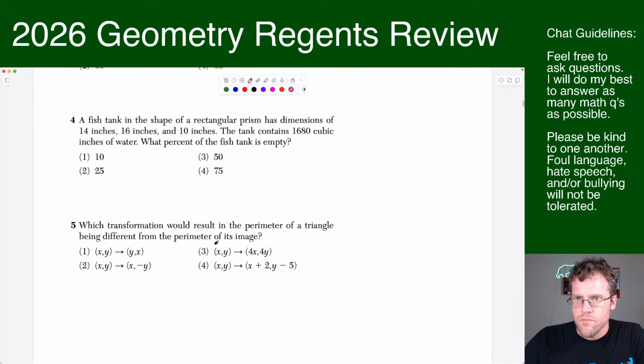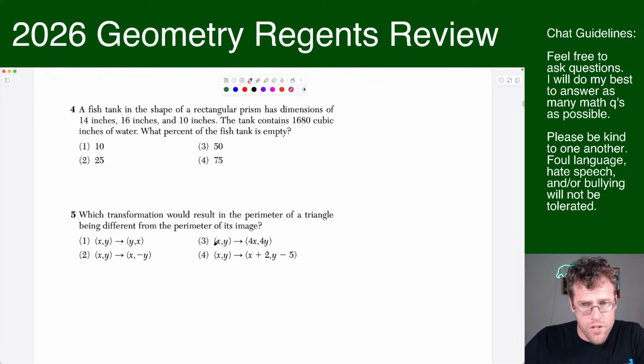All right, so moving on, question 4. Let me just double check. Yeah, that one's choice 3. Okay, question 4, we have a fish tank. Oh, rectangular prism. Okay, dimensions are 14 by 16 by 10 inches. And the tank contains 1,680 cubic inches of water. What percent of the fish tank? Oh, all right, I see what's going on here.